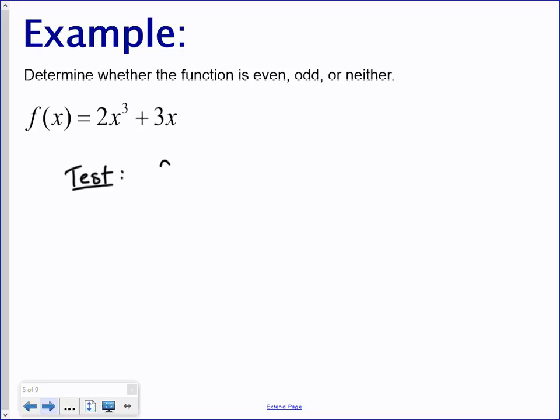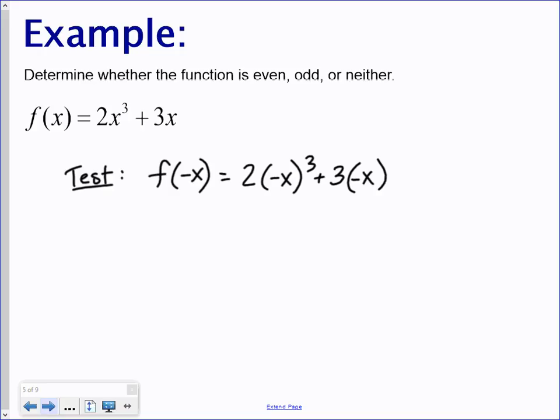We're going to test f of negative x. What is f of negative x? Think back to the warm-up. We're just going to sub in negative x for x. I always use parentheses when I make substitutions with negatives. That way it protects me if I need to address those parentheses.